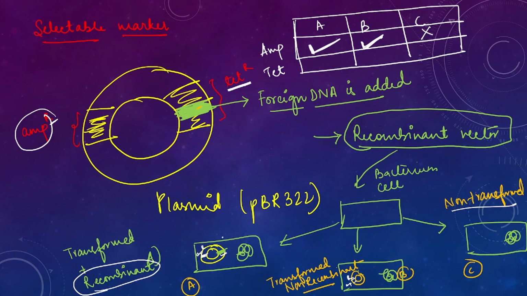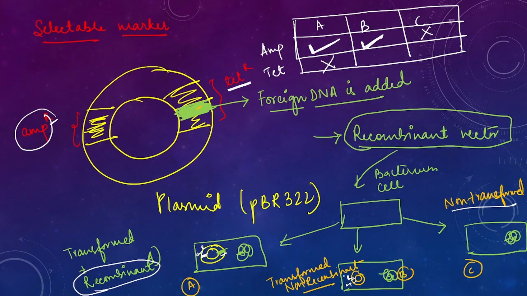And where is the foreign DNA present? In the tetracycline resistant part. So that means foreign DNA is inserted into the tetracycline part. That means the sequence of tetracycline got disturbed. So in the presence of tetracycline, what will happen? In the presence of tetracycline, the cell will not grow because this resistant gene got disturbed due to addition of foreign DNA. So what has happened? It will not grow, right?